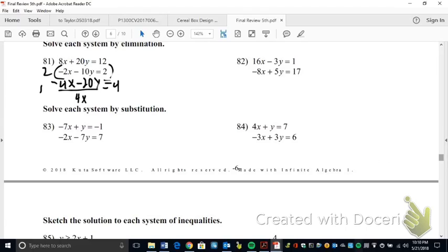We have 8x plus a negative 4x, or 4x. 20y minus 20y is 0. And then we have 12 plus 4, or 16. Divide both sides by 4, and we get x equals 4.